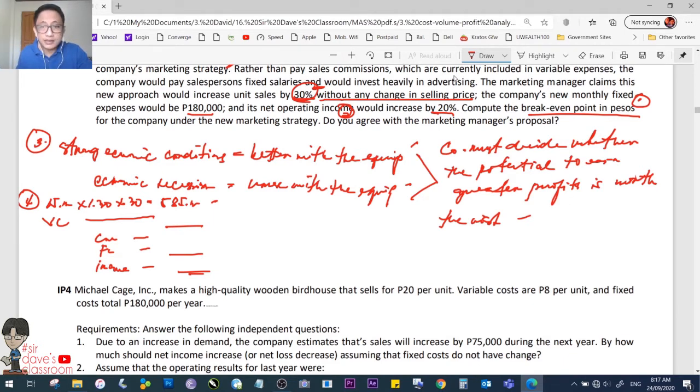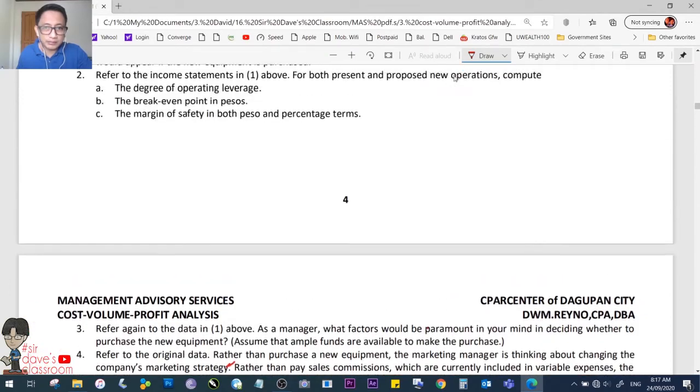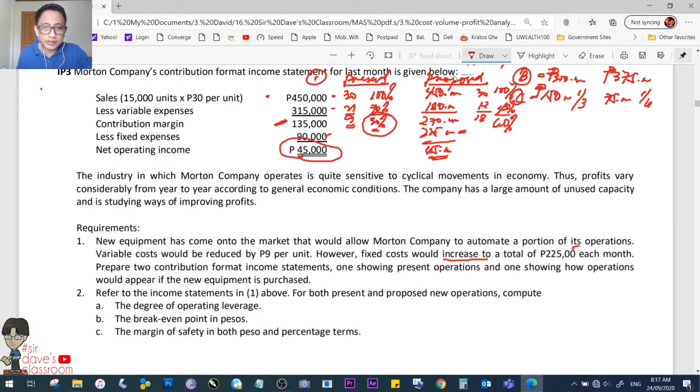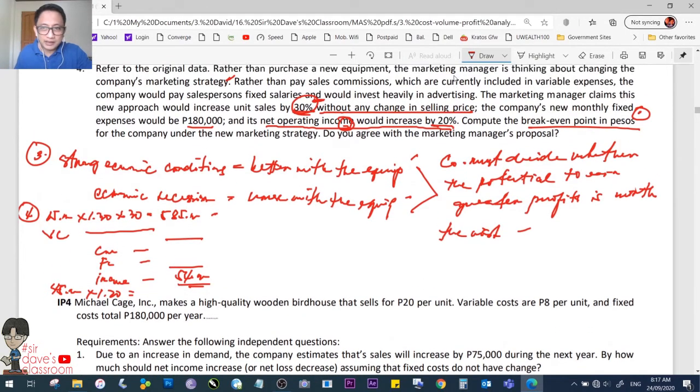Ano pa ba yung sinabi dyan? Ang sabi, its net operating income would increase by 20% if you do so. So, ilan ba yung ating net operating income currently? It is at 45,000. So, increase it by 20%. 45,000 times 20%. Ilan tayo doon? This must be 54,000. Ano pa sabi? The new monthly fixed expenses would be 180. Yan ang sabi. Therefore, by working upwards, literally, 180,000. This one must be 234,000. Accordingly, iipitin mo lang yung variable cost.